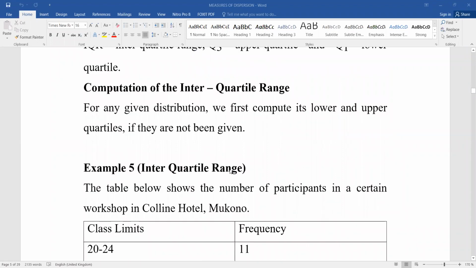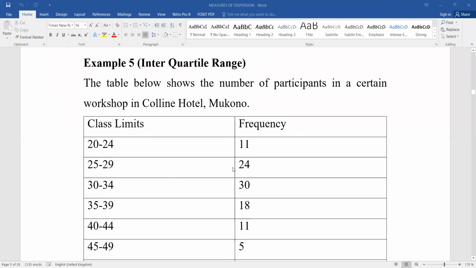To compute the interquartile range for any given distribution, we must compute its lower and upper quartiles if they have not been given. So we have an example there. The table below shows the number of participants in a certain workshop in Colin Hotel, Mukono.